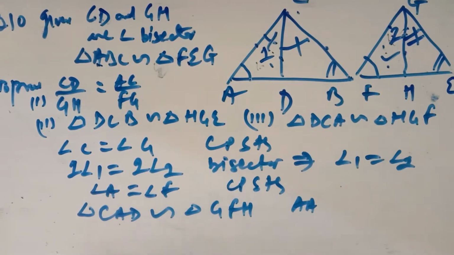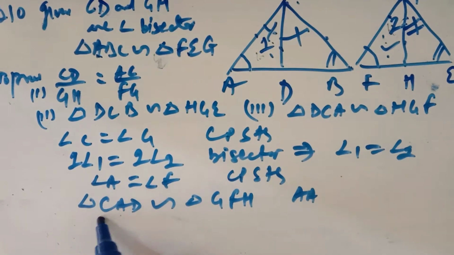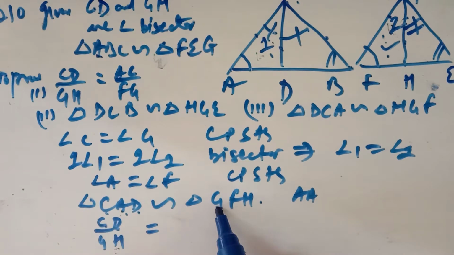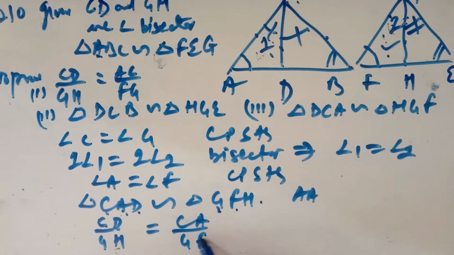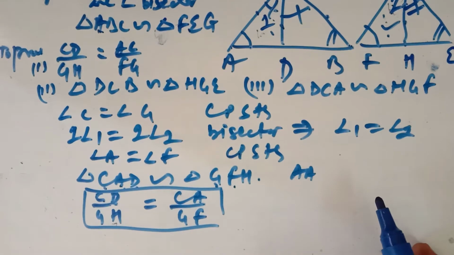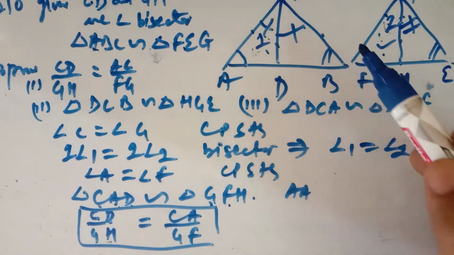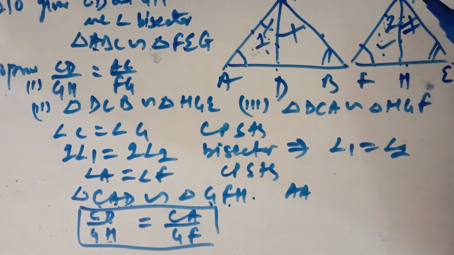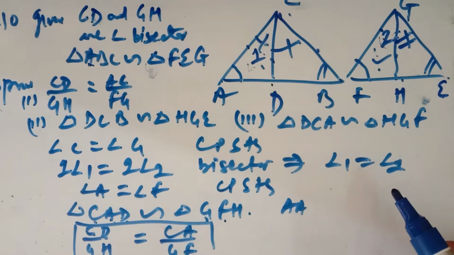Now you can take their corresponding sides in the same ratio. So CD upon GH is equal to AC upon FG, CA upon GF. So this is the first part. You have to prove that they are similar. Now after that, you have to prove that triangle DCB and triangle HGE are similar.